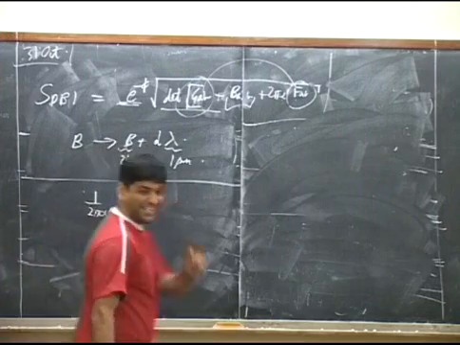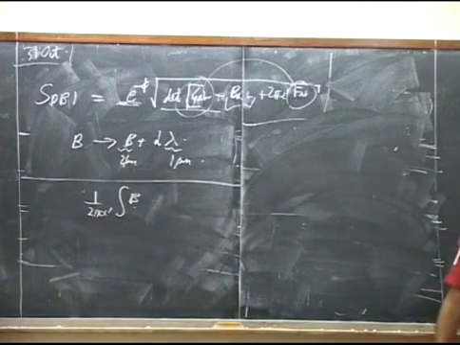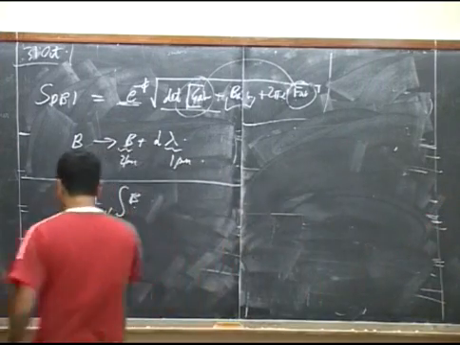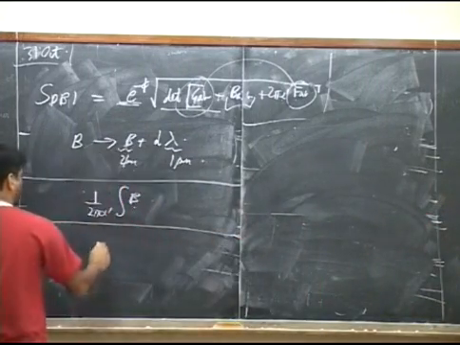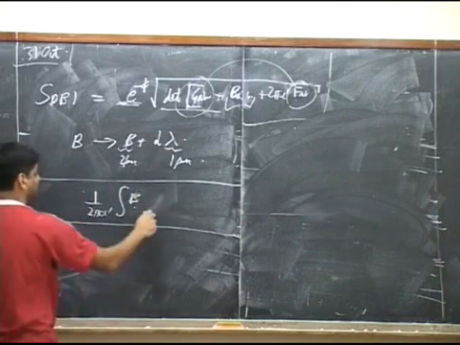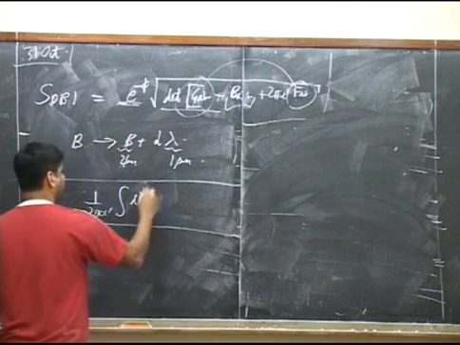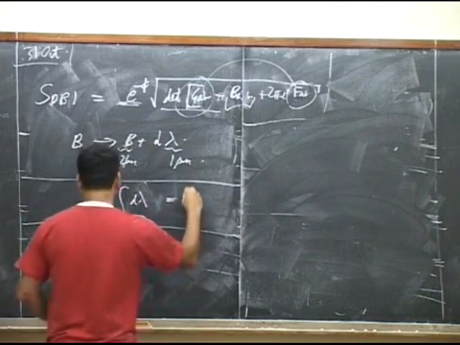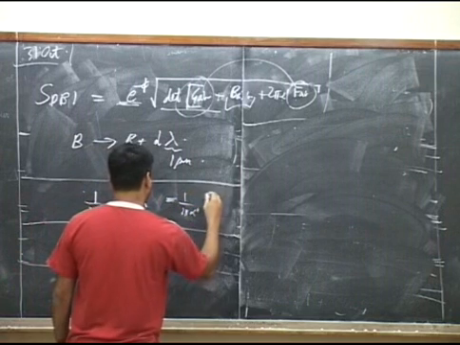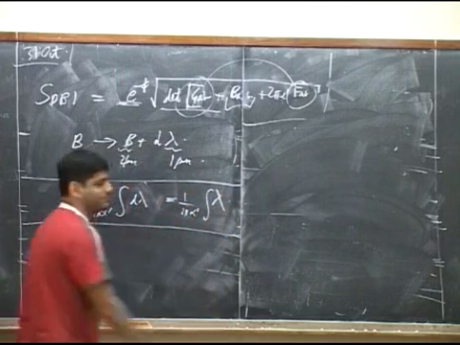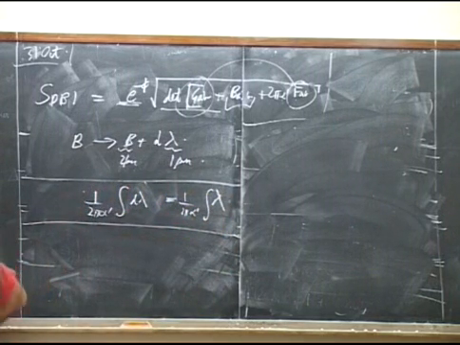Now let's work with open string theory. When we work with open string theory, what happens? What we get is that under B goes to B plus d lambda, this object changes by d lambda. So it becomes 1 over 2 pi alpha prime times the integral of lambda over the boundary.